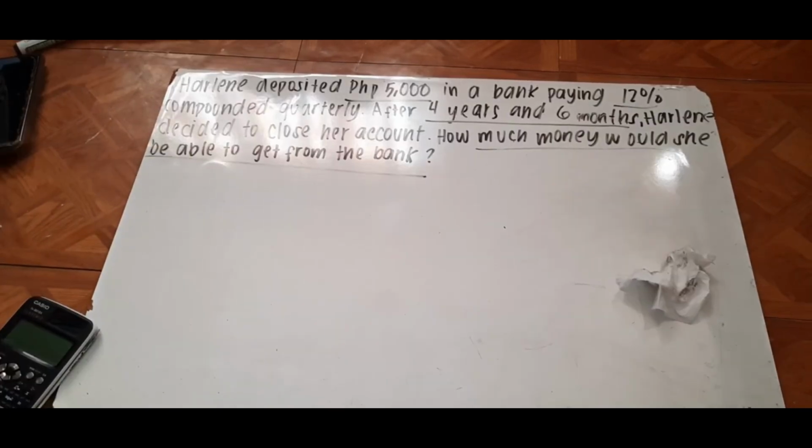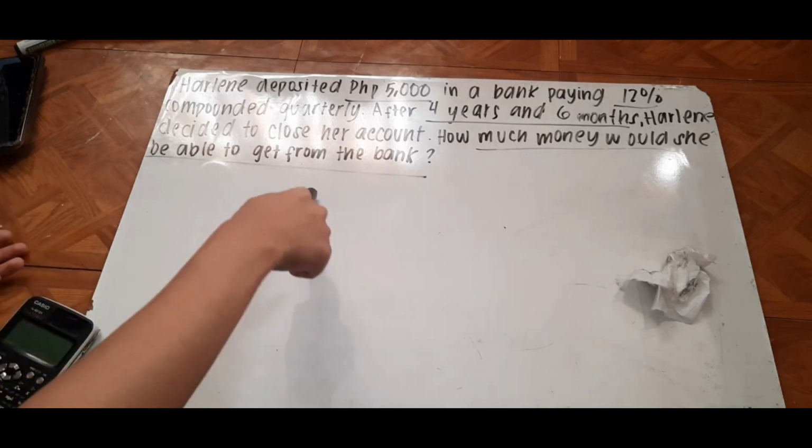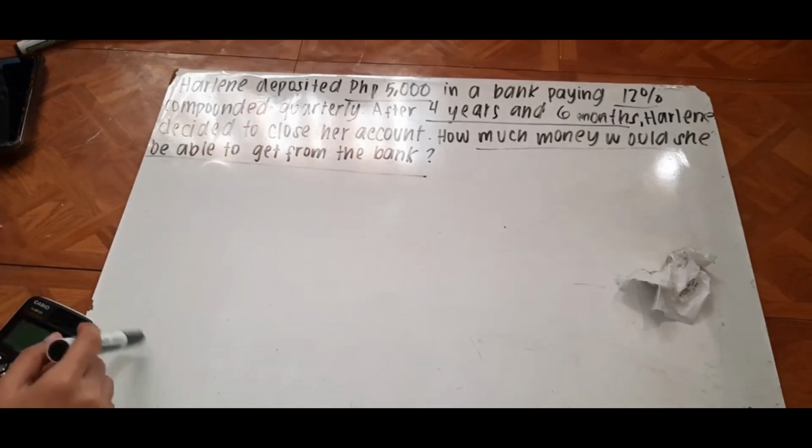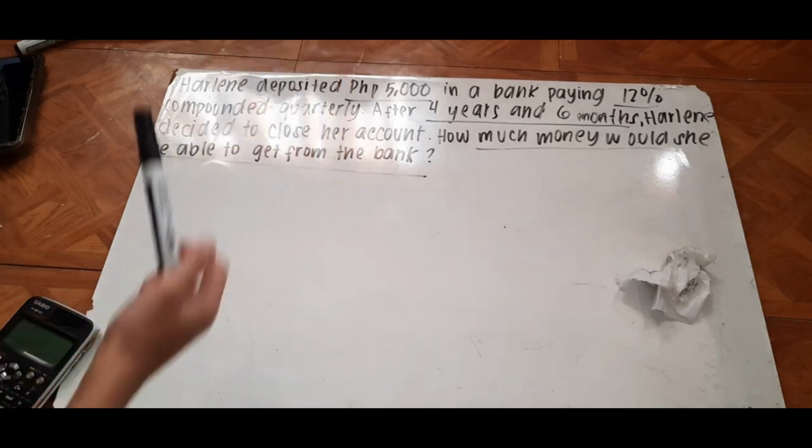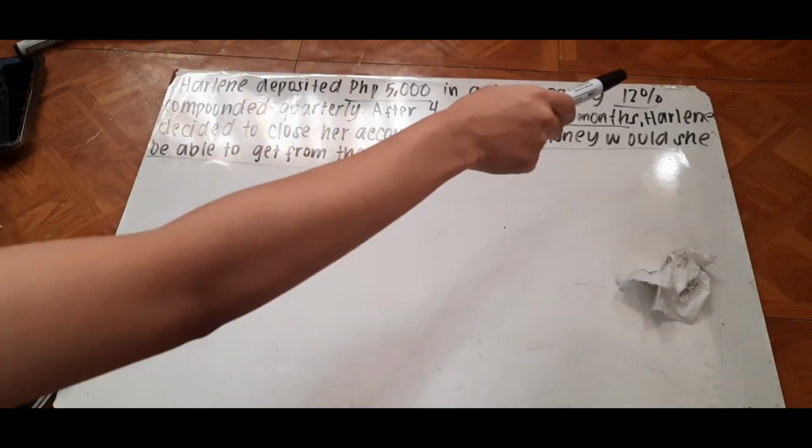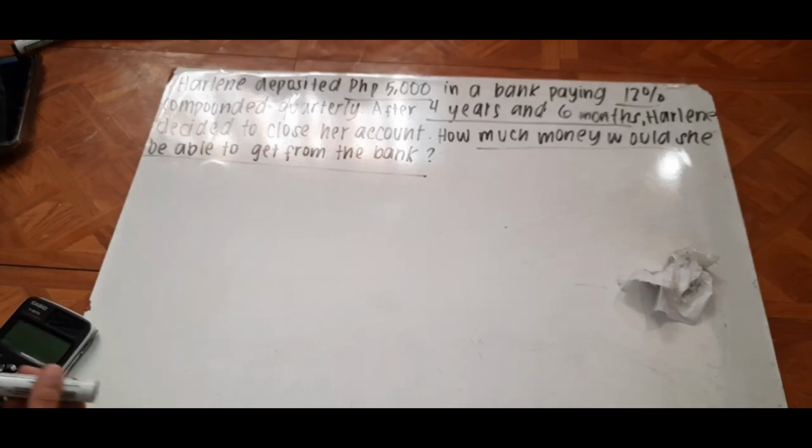Sorry for the background noise, but this is the third and last example for compound interest. Harleen deposited 5,000 pesos in the bank, paying 12% compounded quarterly. After 4 years and 6 months, Harleen decided to close her account. How much money would she be able to get from the bank? Based on the question, we're looking for the future value. Identify all the givens. 5,000 pesos is the principal, 12% is the rate, and 4 years and 6 months is the time.